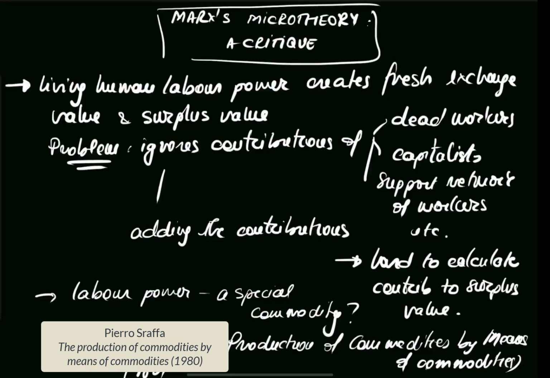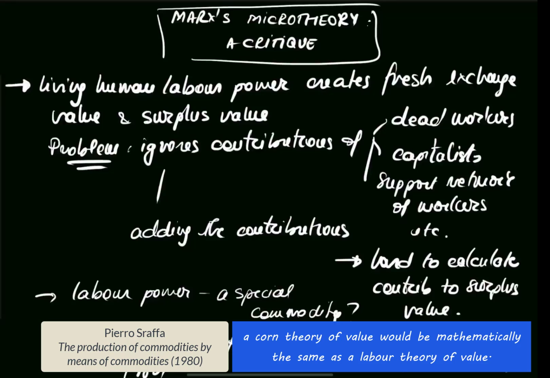So corn or food or anything that's necessary for the production of labor power is going to have the same property as labor power itself. It's going to be present necessarily. It's going to be the common denominator. And so, Sraffa said, based on this idea, you can do a corn theory of value for this economy that will have exactly the same mathematical properties as the labor theory of value. And then you can have your theory of the exploitation of corn by capital, the rate of exploitation of corn by capital. That will be exactly the same as the rate of exploitation of labor by capital. There's no difference mathematically speaking.